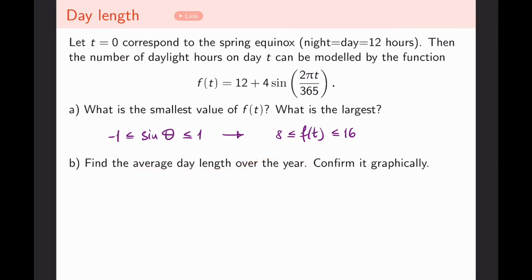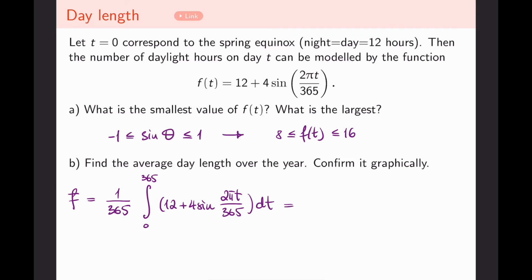So first of all, let's utilize the formula. The formula says that the average is equal to 1 over the length of the interval, and here I'm taking it over the year, so 365 days, of the integral of the value that I'm interested in. So 12 plus 4 sine of 2 pi t over 365 with respect to time, all taken over the year, so between 0 and 365.